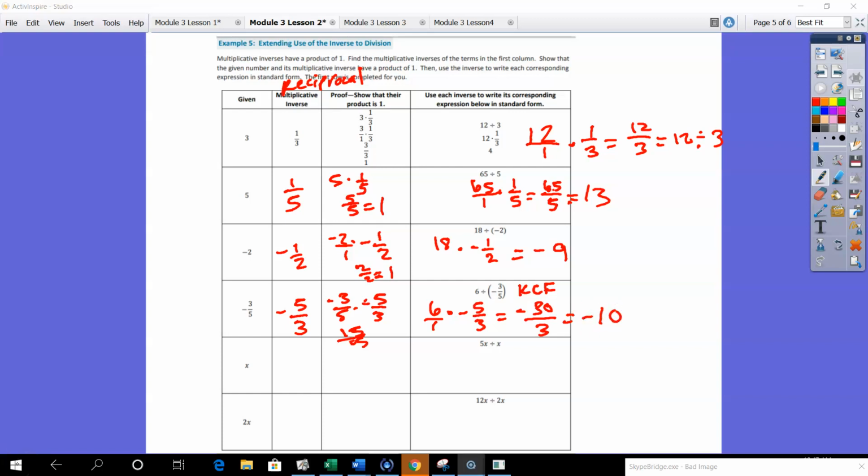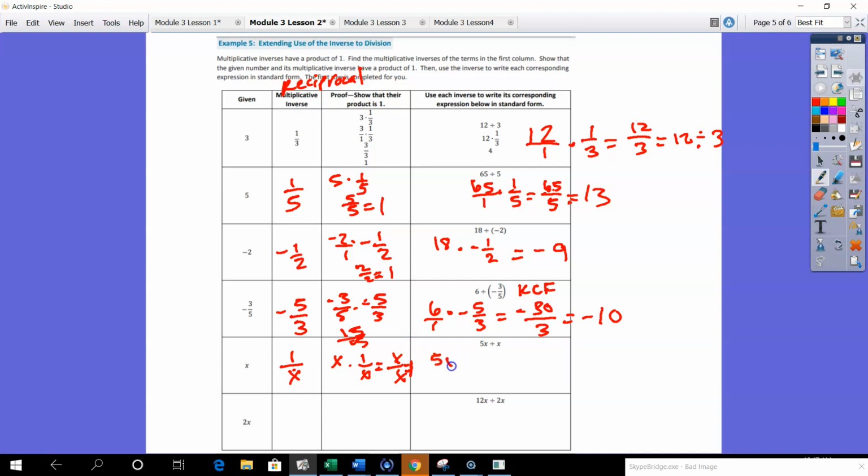And then what we're going into more using is the variables. So the reciprocal of x is 1/x. Just like when we had 3, we just put a 1 over it. Okay. So then x times 1/x equals x over x. And anything over itself, doesn't matter what that number is, is always going to be 1.